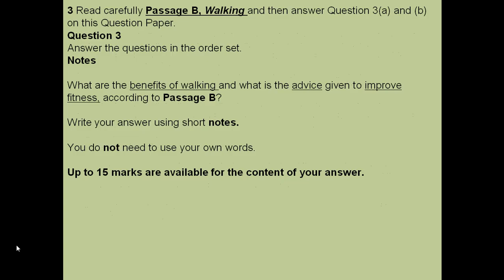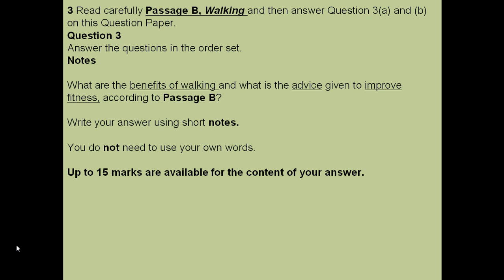Let's move on. Alright, so let's look at a question you can expect to see. I've already underlined the key parts of this question. So read carefully passage B, walking, and then answer questions 3A, which is the notes, and B, which is the writing. Answer the question in the order set. What are the benefits of walking? What is the advice given to improve fitness according to passage B?